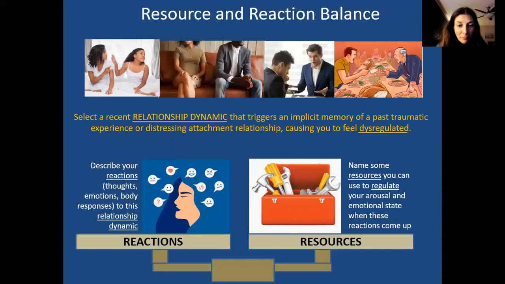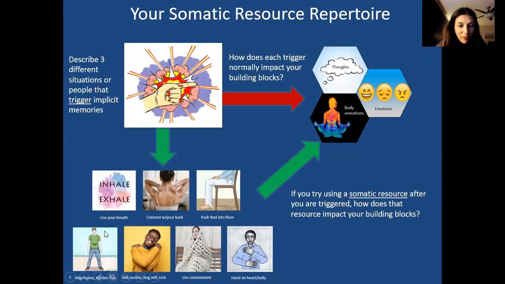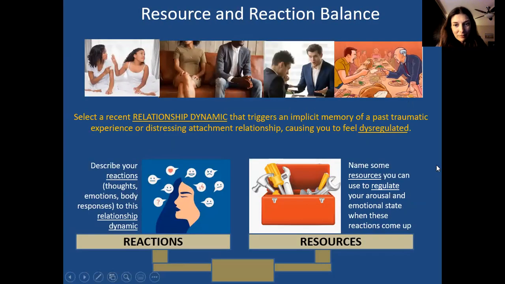All right, so it's a little similar to this, right? So when I'm triggered by that relationship dynamic, how could I use resources to then change my building blocks, but just a little bit of a different diagram, okay? So when you have a bunch of reactions on this side and you counterbalance them with resources on the other side, it kind of brings you back to your balanced window of tolerance, okay? So that's how you could kind of stack them up together.